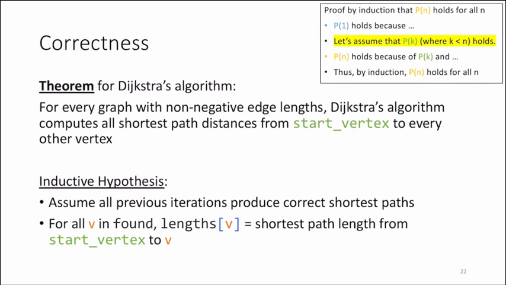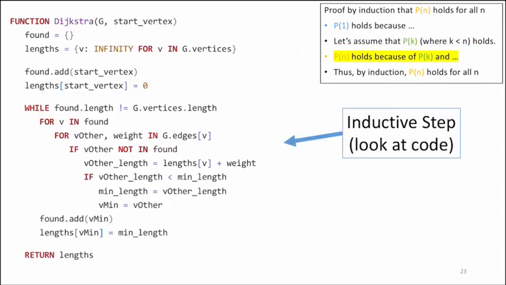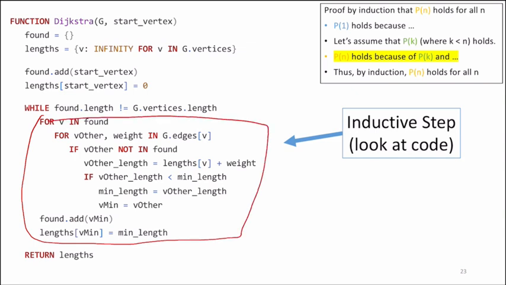All right, our next step is to look at the inductive step. So we've stated our inductive hypothesis. How about the inductive step? For the inductive step, we have to look at what our code is actually doing. What our code is doing is extending our found set. It's these two lines here that really matter. It's extending our set of found vertices by 1 and setting the path length to a single vertex.